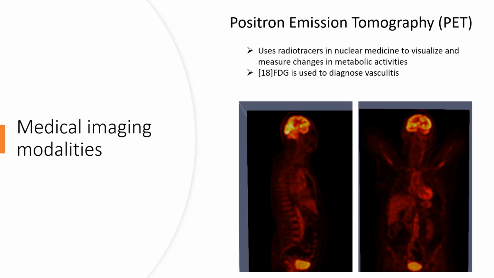Positron emission tomography, PET. PET uses radioactive substances, also called radiotracers, in nuclear medicine to visualize and measure changes in the metabolic processes. For example, the radiotracer gallium-68 is used in neuroendocrine tumors. The radiotracer 18-fluorodeoxyglucose is used in rheumatology to detect vasculitis or in neurology to detect Alzheimer's.